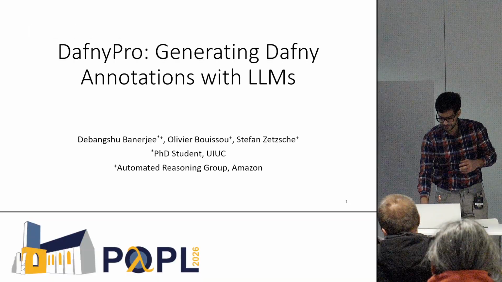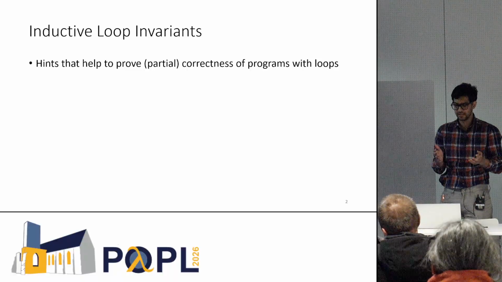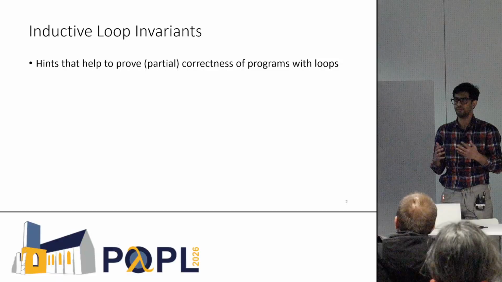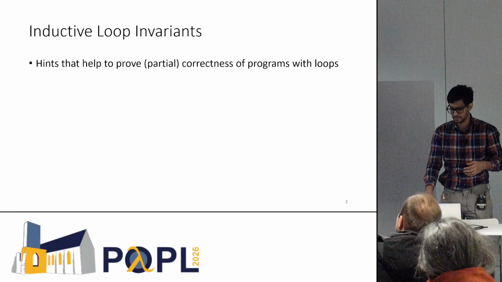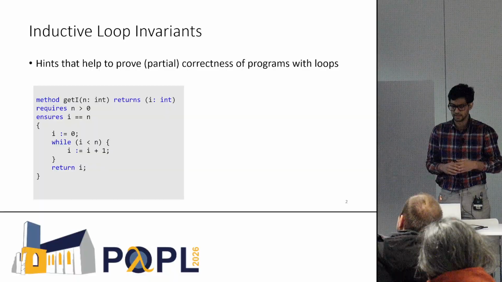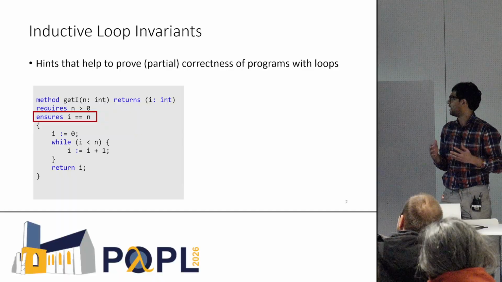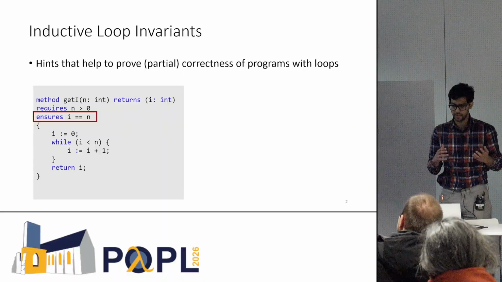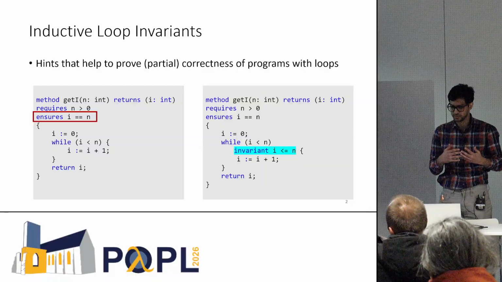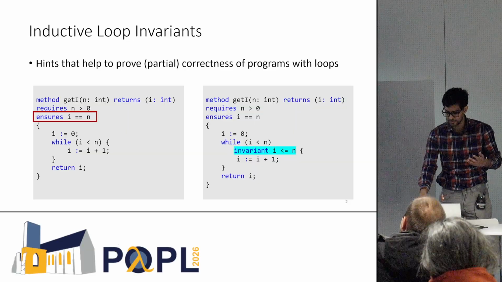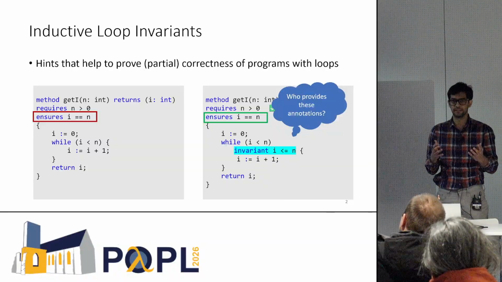One of the Dafny annotations is inductive invariants. You can think of those as hints that help the Dafny verifier prove partial correctness of programs. Given the program is terminating, it is correct with respect to the input-output specifications. For example, if you look at this simple code and directly try to verify it with the Dafny verifier, it doesn't go through. But in order to get the proof verified with respect to the input-output specification, you need to add these inductive invariants, which essentially help the Dafny verifier prove the correctness of the program.